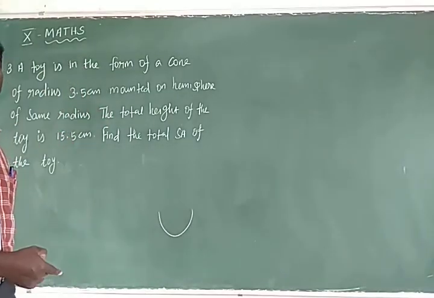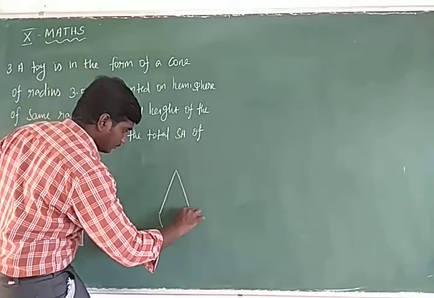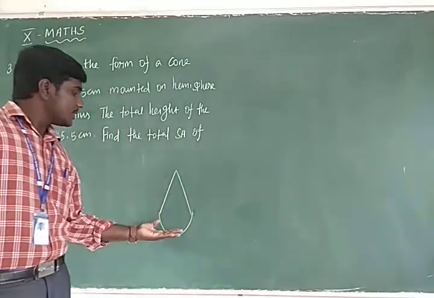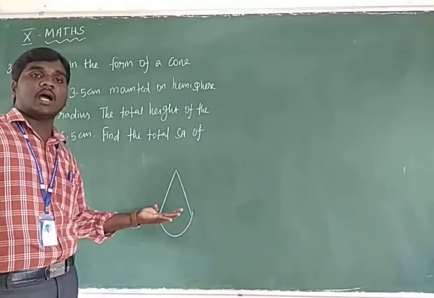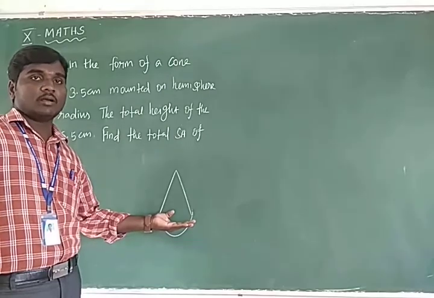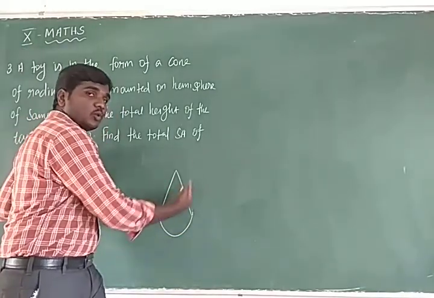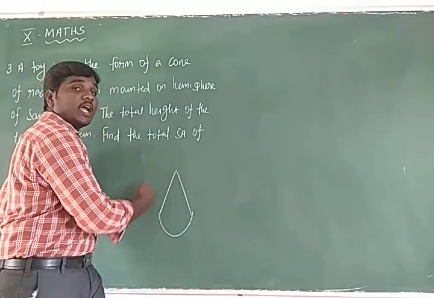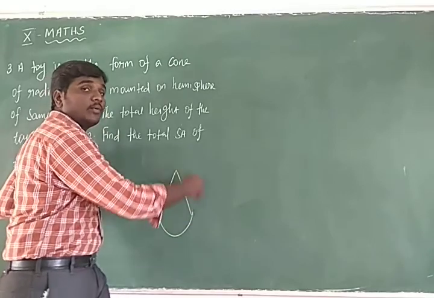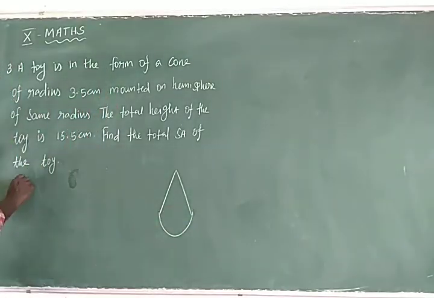Which shape is mounted on the hemisphere? The cone. That is the toy, like this. So how will you find the total surface area? Already in example one we did one sum like this. It is the curved surface area of the cone plus the curved surface area of the hemisphere.